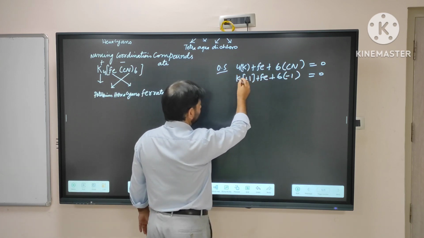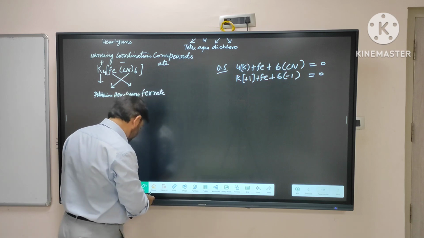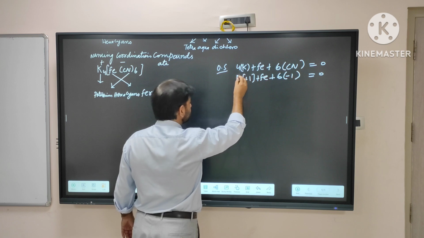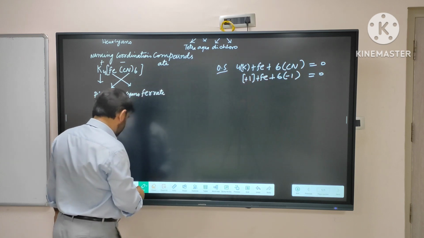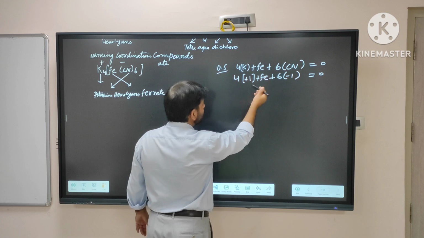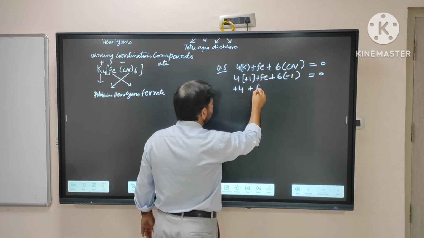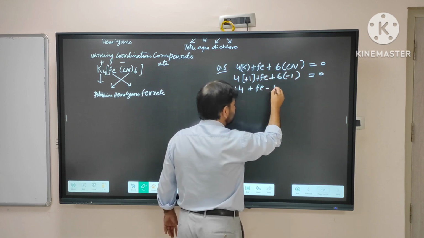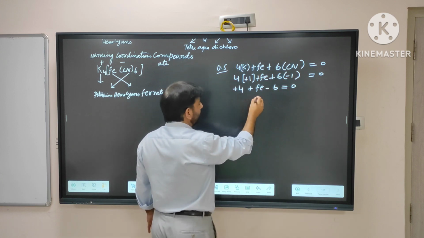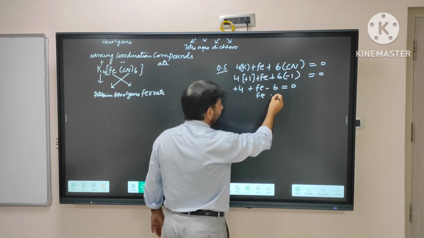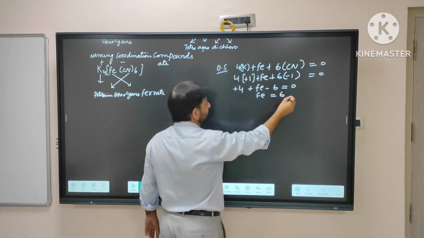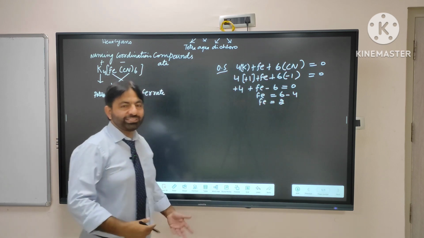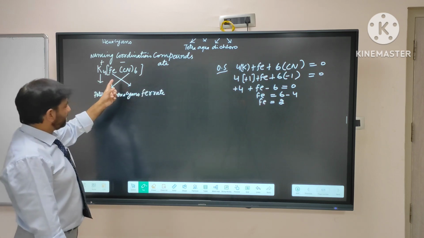Now, sorry, I have written K here, which is a mistake, so I will erase it. It is 4. So 4 into 1, 4 positive charge, plus Fe, and 6 into 1, 6 with a negative sign, so minus 6, is equal to 0. Now I will transfer 6, it will become plus, and when I transfer plus 4, it will become minus. So Fe comes out to be 2. So this is the oxidation state of iron in this compound.